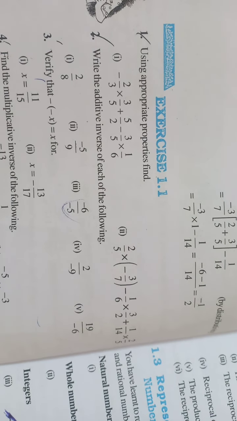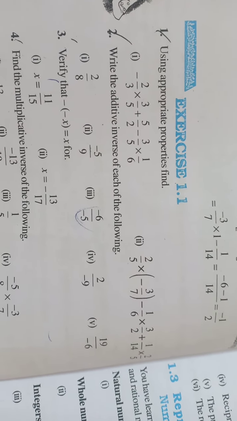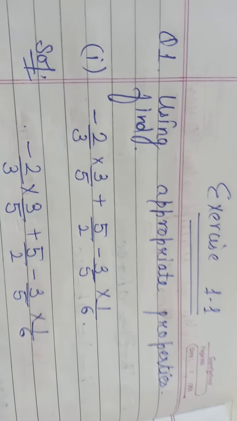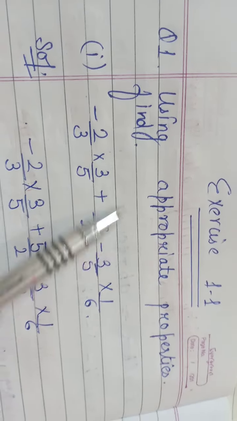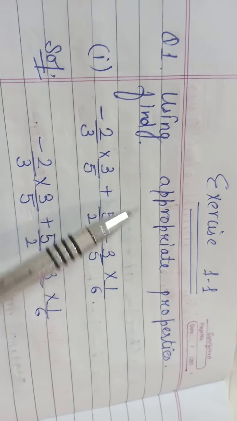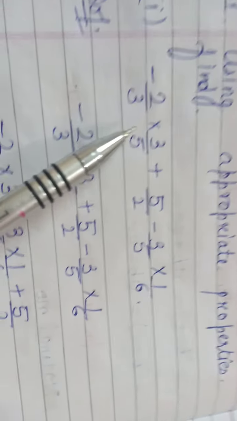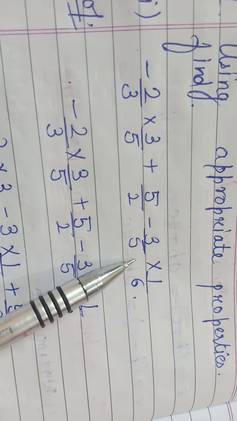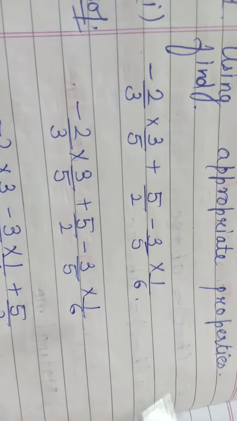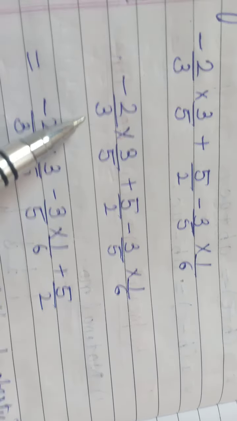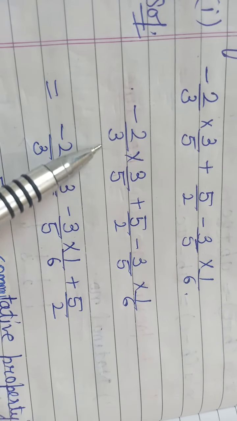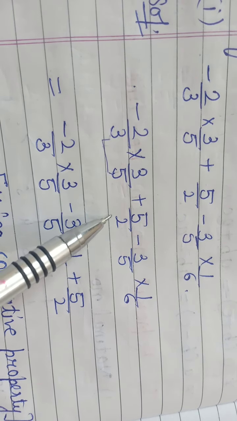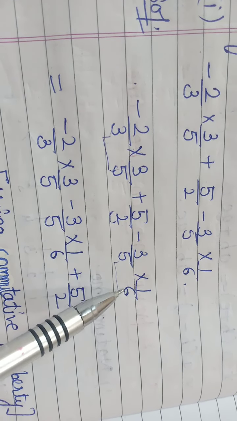So let's start with your first exercise, that is exercise 1.1. So the first question is, using appropriate properties find minus 2 over 3 into 3 over 5 plus 5 over 2 minus 3 over 5 into 1 over 6. So as you see the solution is, there are three terms. One is this, second is this, and third is this.